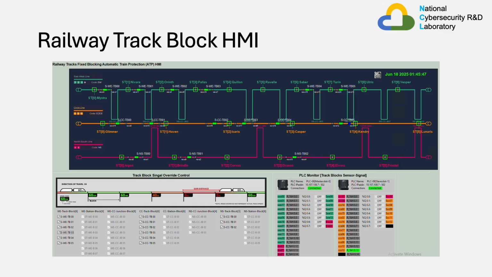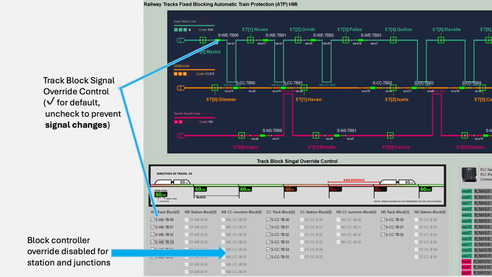Let's move on to the next HMI, the track block HMI. In this HMI, we have the track block signal override control, which is ticked for default and unchecked to stop any signal changes. This means if the signal is green, the signal will remain green, and if the signal is red, the signal will remain red. The block controller override has been disabled for the station and junctions for now.